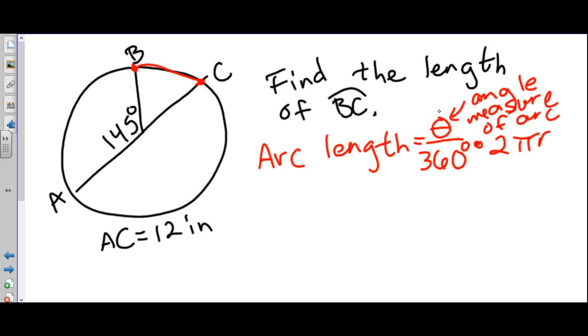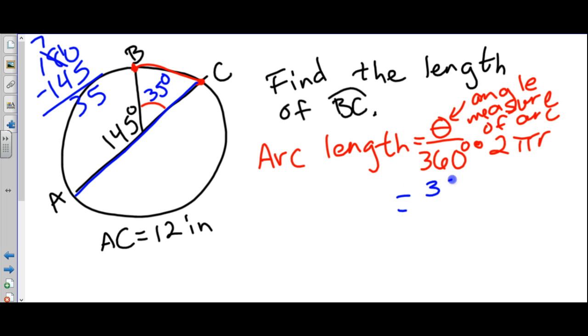So, angle, well, we're looking at arc BC, and they didn't give us an angle measure of the central angle that goes with it. But we discussed earlier, if it's on a straight line or it's part of a semicircle, we can just do 180 minus 145 to get that arc measure. So 180 minus 145 is 35 degrees. So that is our angle measure of the arc we're trying to work with, times 2 times pi times r.